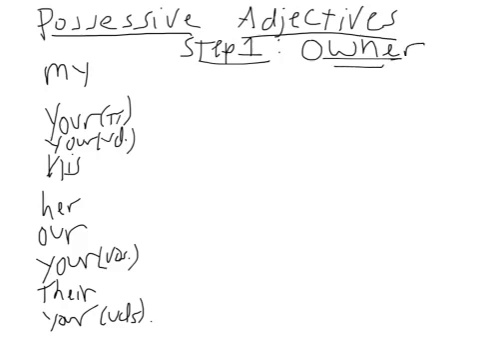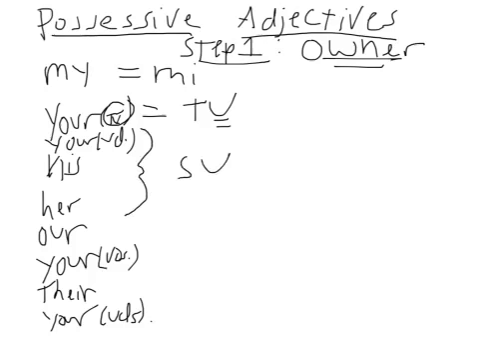So if it's my thing, I'm going to say mi in Spanish. If it's yours in tú, then I'm going to say tu. Notice, tú as the subject has an accent. Tu as the possessive adjective does not. Yours in usted, his, and her are all covered by su.